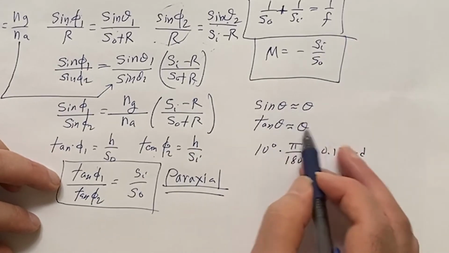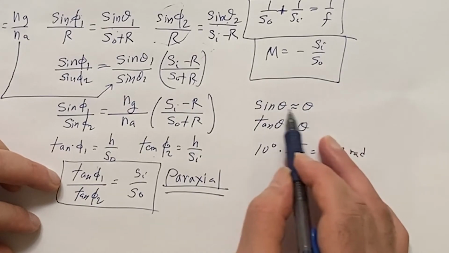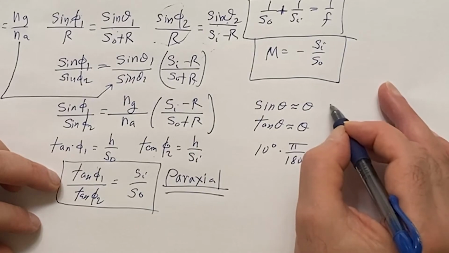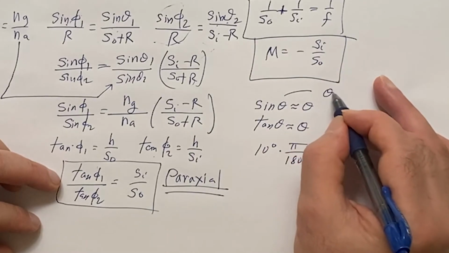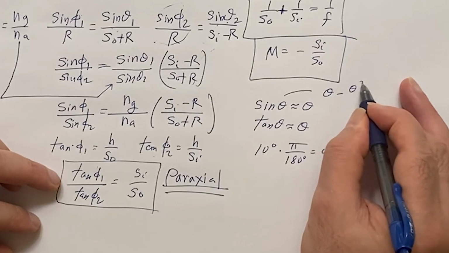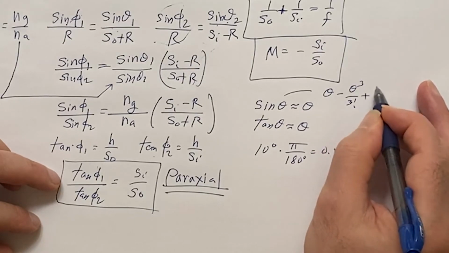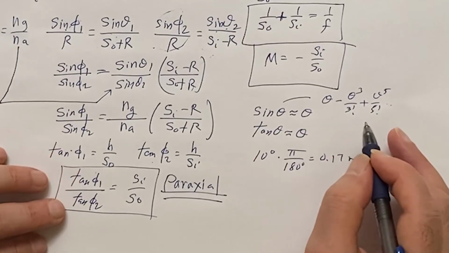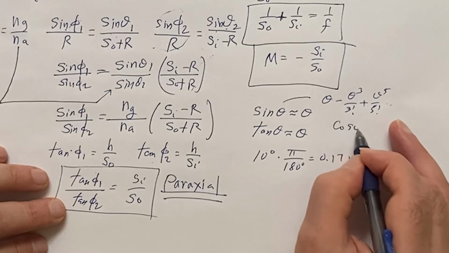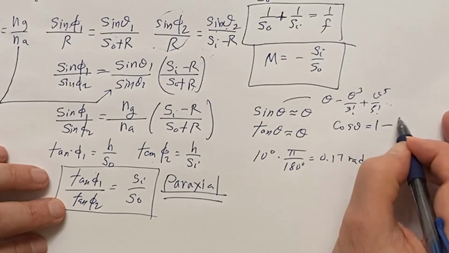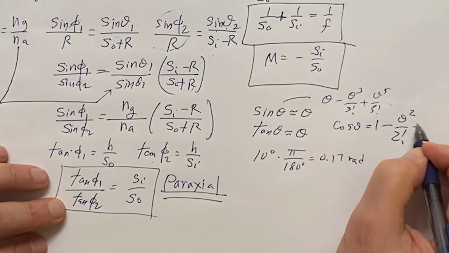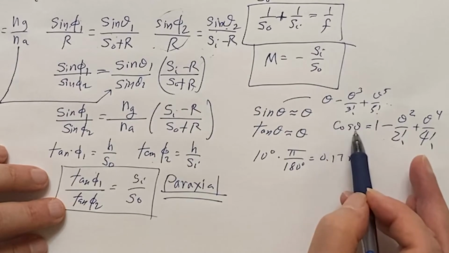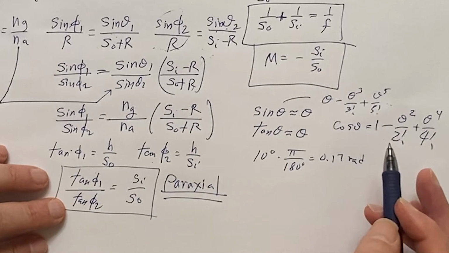Now this is only true for radians, because you're doing a power series expansion of the sine and the tangent. For example, the sine is like theta minus theta cubed over 3 factorial plus theta to the 5th over 5 factorial. You might remember that from Taylor series expansion in calculus class. And then the cosine of theta is 1 minus theta squared over 2 factorial, and then there's a fourth power like this. And often in physics, the cosine of theta is just 1 when you make this small approximation.